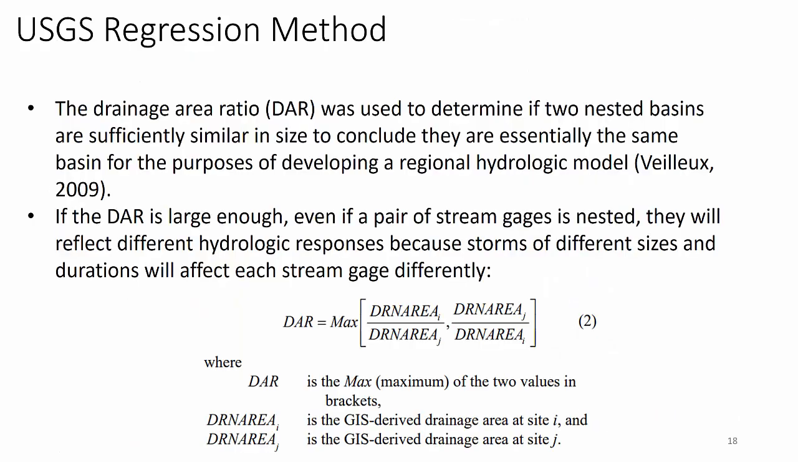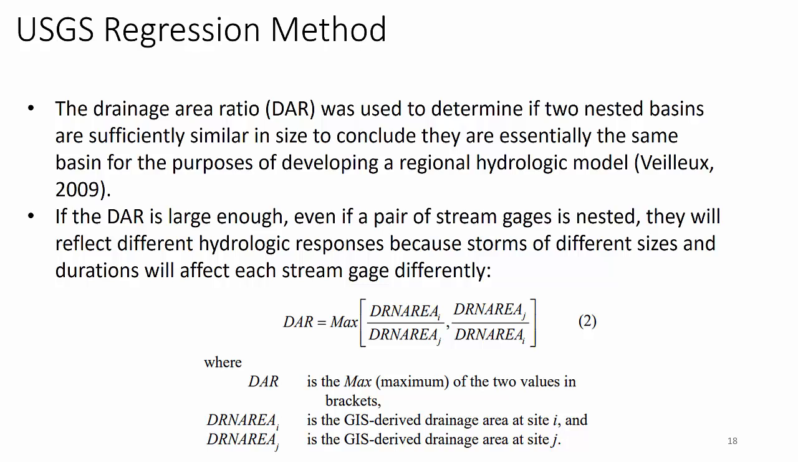The drainage area ratio, as we've talked about: drainage area is the most important variable for the regression method, assuming first that it has to be a homogeneous drainage area. But once you're in a homogeneous area, then the area is the most important variable. It was used to determine if two nested basins are of sufficiently similar size to conclude they are essentially the same basin for the purposes of a regional hydrologic model. Can you take the flow from one and apply it to another? If the drainage area ratio is large enough, even if the pair of stream gauges is nested, they will reflect different hydrologic responses because storms of different sizes and durations affect them differently.